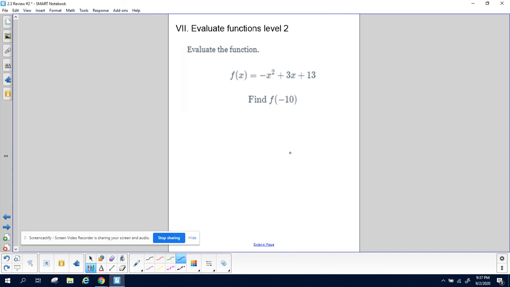Last example. This one is evaluate functions, but it's level 2 because of the power that you see in the function. Same idea though. They want me to put negative 10 everywhere I see an x. I can put it here, but I have to put it here, and I have to put it here to figure out what is f when I insert negative 10 everywhere I see the x. I wanted to do this example because of this symbol, the negative symbol in front, causes people trouble. And they're also asking me to square a negative number.